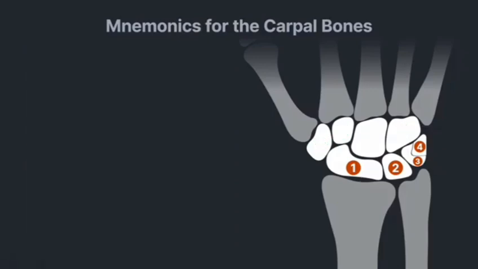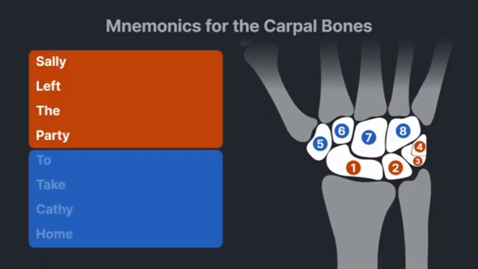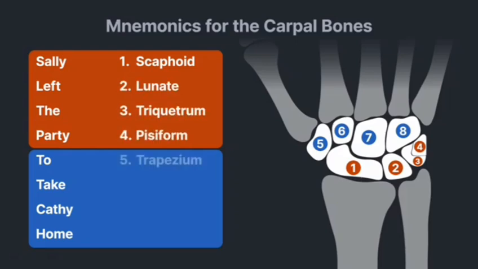Other mnemonics describe the position of the carpal bones from the radial to the ulnar side for both rows, proximal, then distal. "Sally left the party to take Kathy home." Scaphoid, lunate, triquetrum, pisiform, trapezium, trapezoid, capitate, hamate.